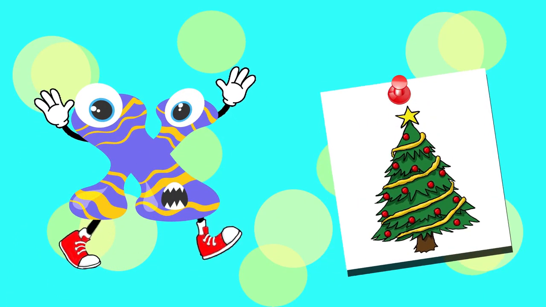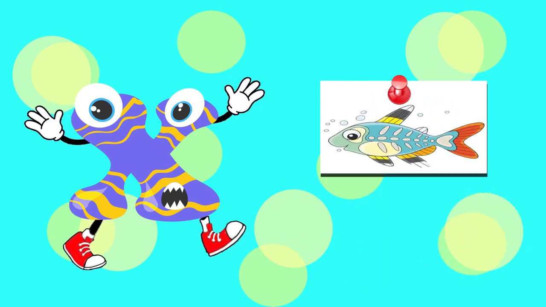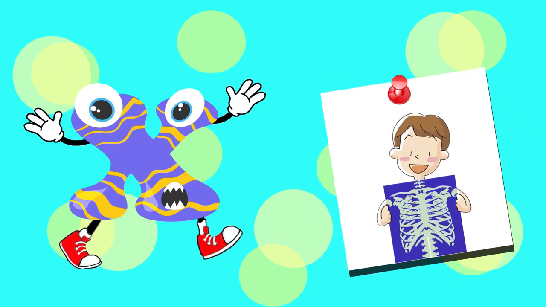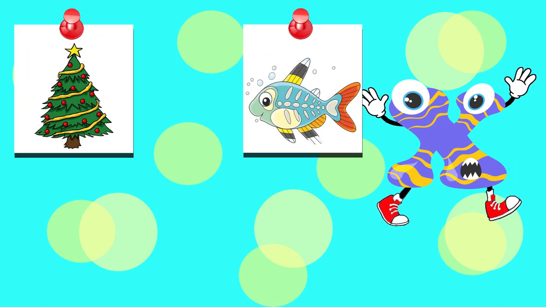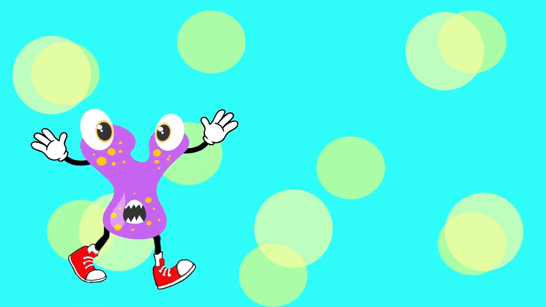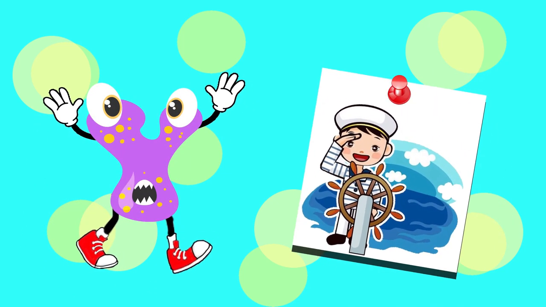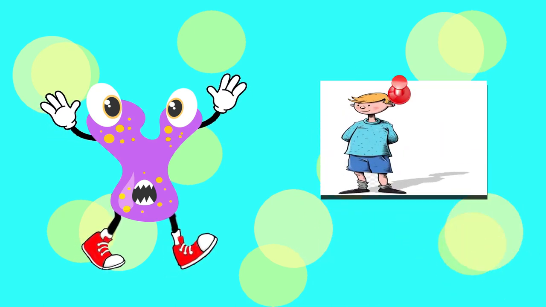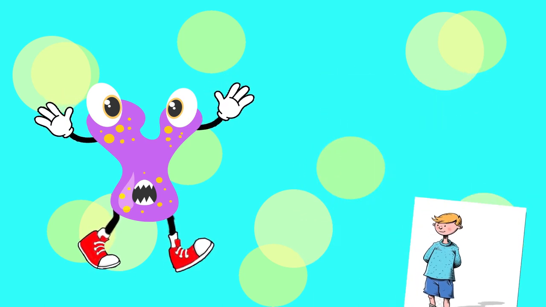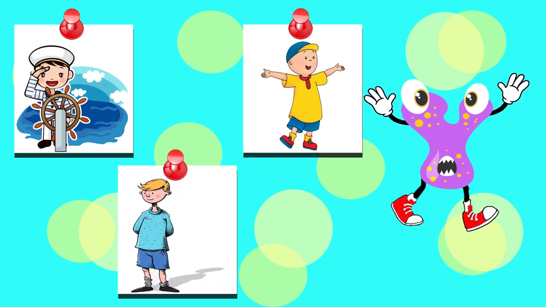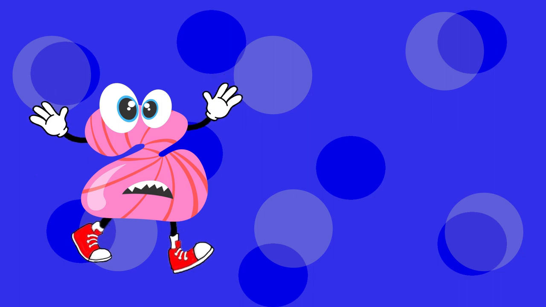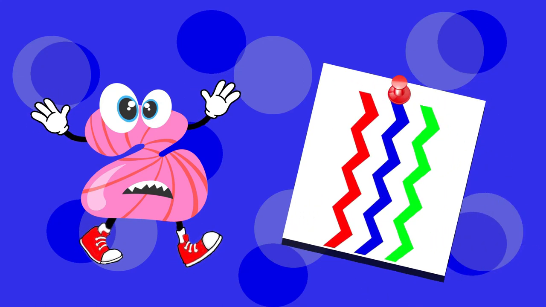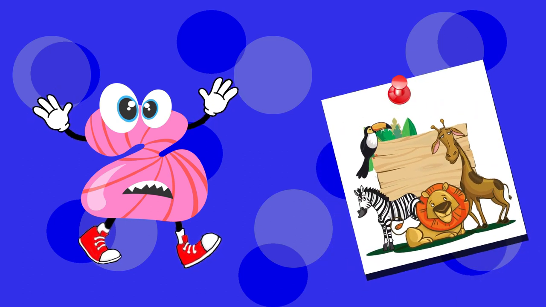X. X for Xmas. X for extra fish. X for X-ray. Y for yacht man. Y for yellow. Y for youngster. Z. Z for zookeeper. Z for zigzag. Z for zoo.